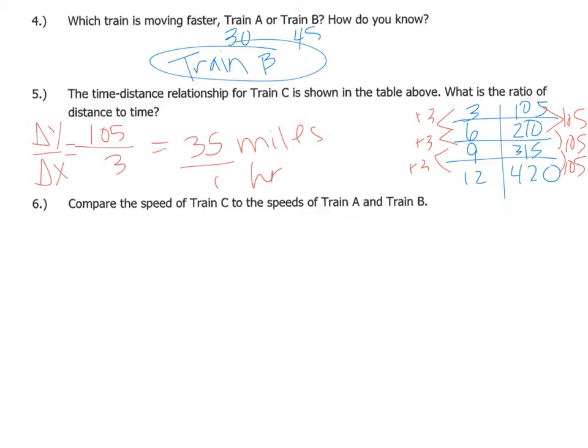So train A, again, was 30, train B was 45, and train C is 35. So if I were to compare, train B goes the fastest. The middle one is C, and the slowest one is A.